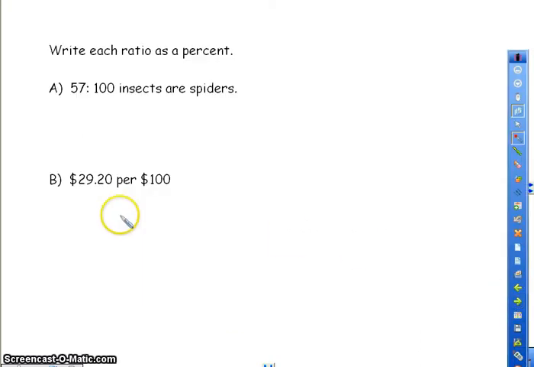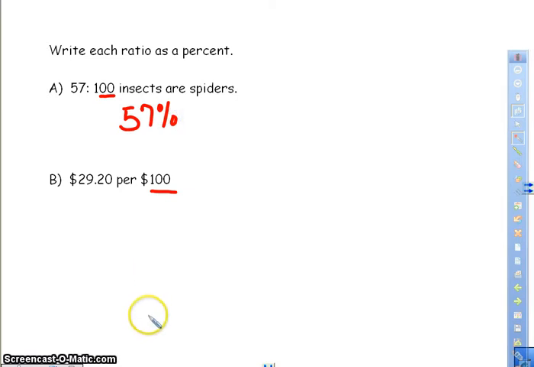So we're going to write each ratio as a percent. You'll notice that each one is being compared to 100. So 57 to 100, insects to spiders, would be 57%. $21.20 per 100 would be 29.2%. So that top number, the number that's being compared to 100, is your percent.